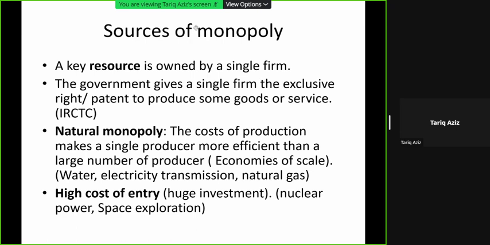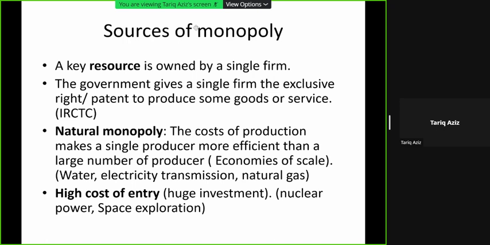Say, for example, in the pharmaceutical industry, if a new formula has been patented by any pharmaceutical company, normally they protect their patent, and it means that no other company can produce that same exact product. So patents are also one of the reasons for the establishment of monopoly.